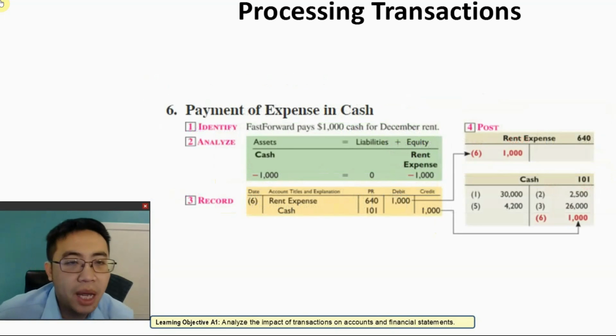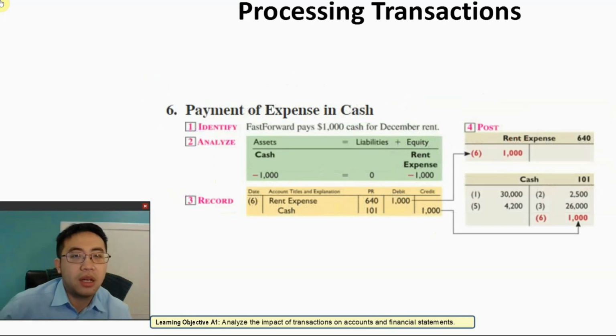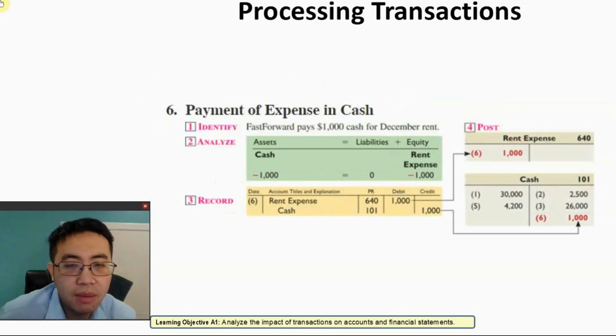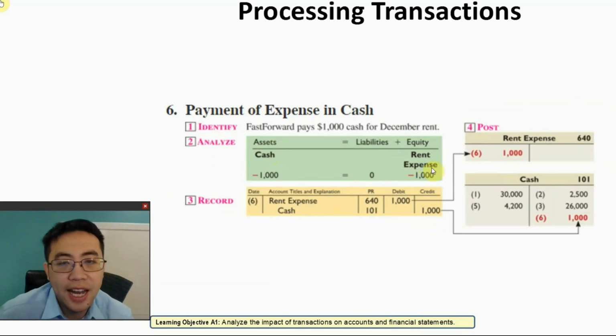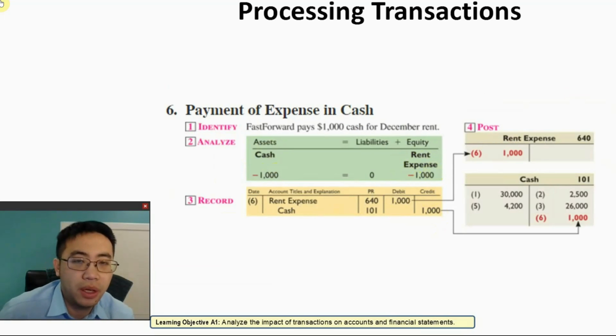Number 6, payment of expense in cash. The company pays $1,000 cash for December rent. So your cash got reduced, it will be recorded as a credit, and the expense is being paid. So expense is like a negative equity. So when expense increases, your equity gets reduced. So that's why expenses, when they increase, should be a debit.